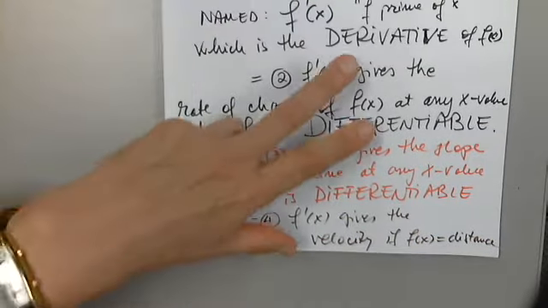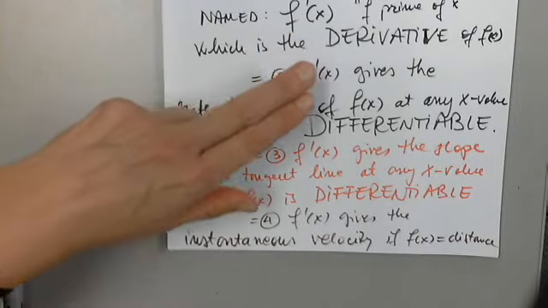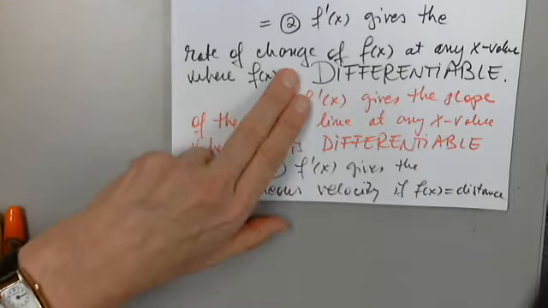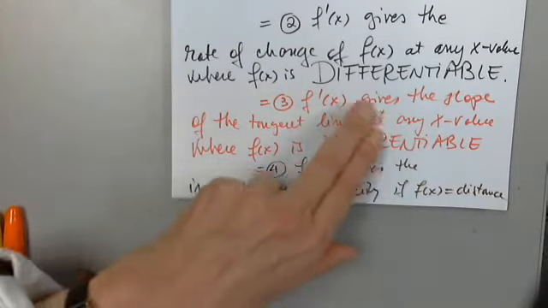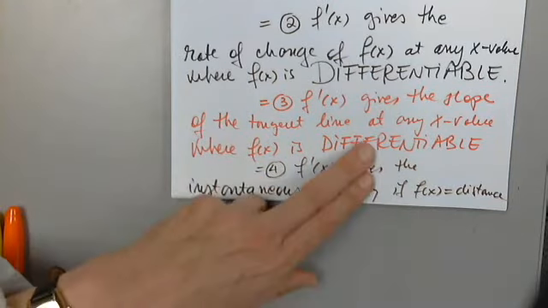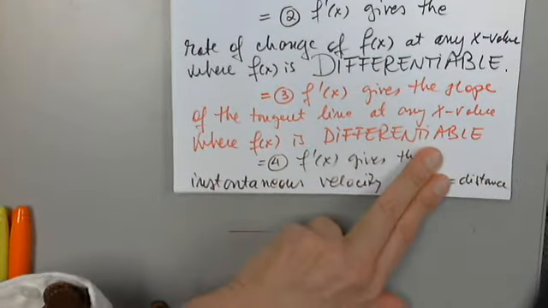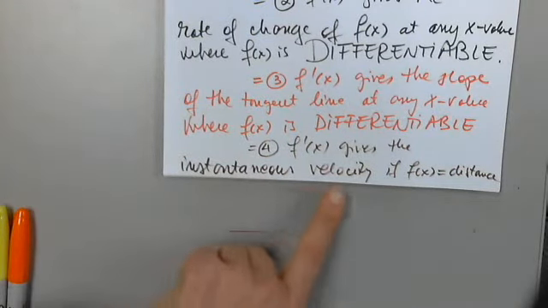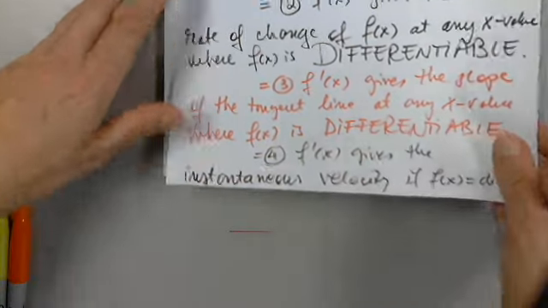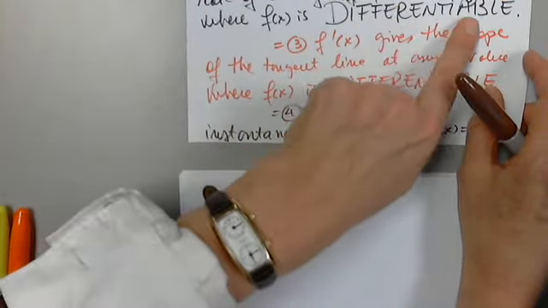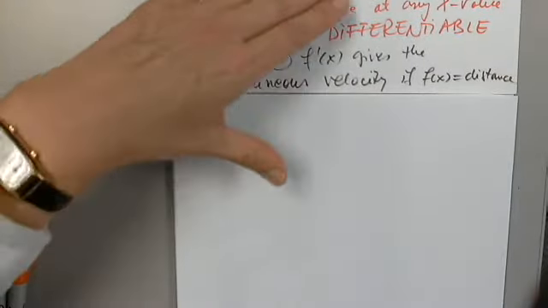So from the beginning, this is the function named f prime of x, which is a derivative of f of x. It gives the rate of change of f of x at any x value where f of x is differentiable. And f prime gives the slope of the tangent line at any x value where f of x is differentiable, or if f is the distance, then f prime will give us the instantaneous velocity at any x value where the function is differentiable. I need to explain what a function is when it's not differentiable, and then we'll discuss when it is differentiable.